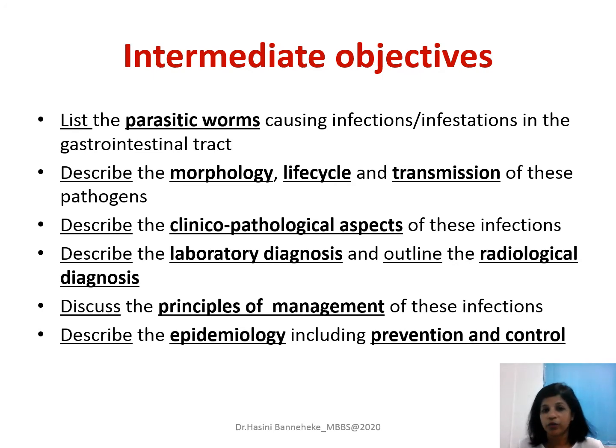Now, before I move on to the next slide, I would like to say that when you are asked to list something, just name them. No need to go into further details. But if you are asked to describe, you need to go into details. You need to know a little bit more, like you need to know deeper in the particular topic. To discuss, on the other hand, is to discuss the advantages, disadvantages and different aspects of the particular topic. So those are the three different things that we have used in the intermediate objectives. So you need to know those things separately.